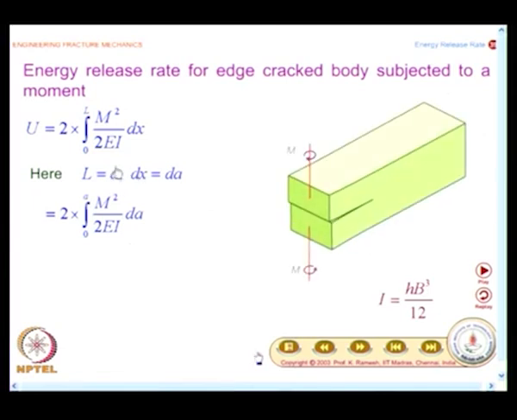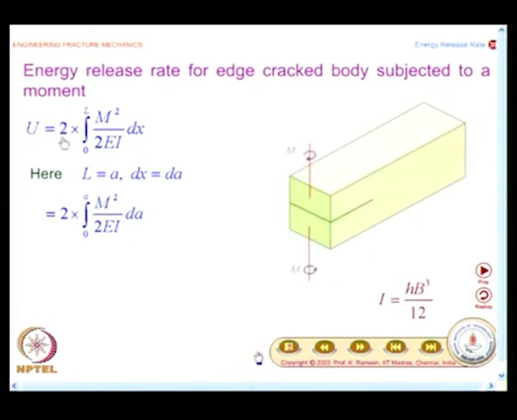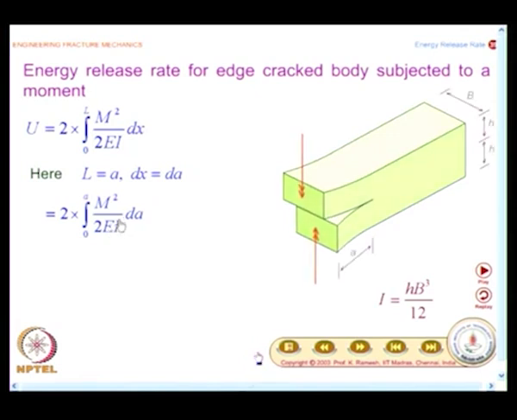You can write the strain energy in the presence of a crack as integral 0 to L of M squared by 2EI dx, the whole thing multiplied by a factor of 2, because we have looked at the top beam as well as the bottom beam. What do you take here? The length of the crack is a. So the beam length is taken as a, and dx is nothing but da. The integral you replace as 2 times integral 0 to a of M squared by 2EI da. And you should also write the expression for I carefully.